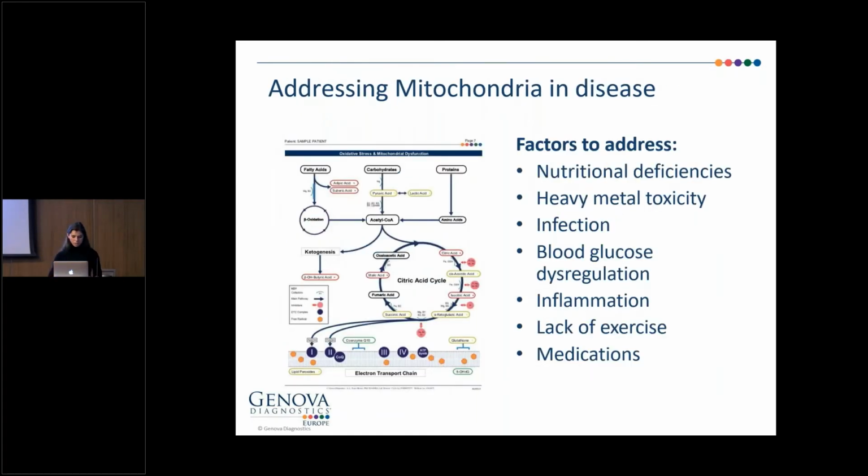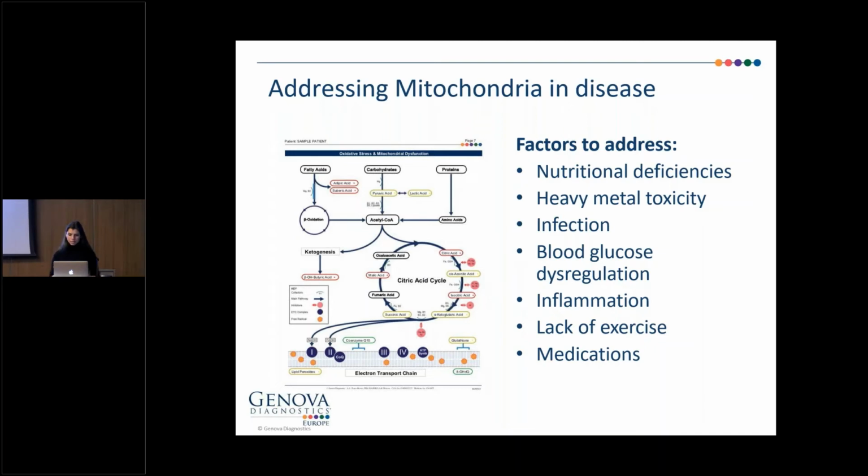Okay, so let's address mitochondria in disease. So we know the health of our mitochondria is super important for just overall bodily function. There is a direct relationship with our mitochondria and oxidative stress. So if we have mitochondrial dysfunction, we have an increase in reactive oxygen species, which can lead to oxidative stress, compromise our ability to produce ATP, and lead to dysfunction, basically. So factors to address are, obviously, we know we need nutrients to support this particular cycle. So nutrient deficiency is number one for sure.